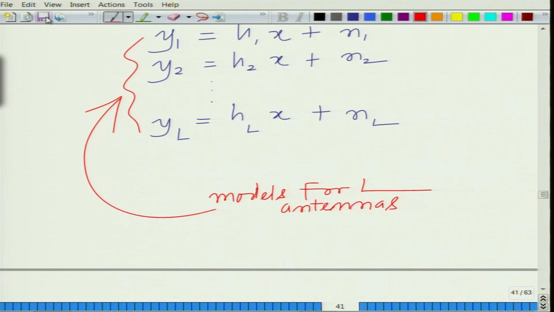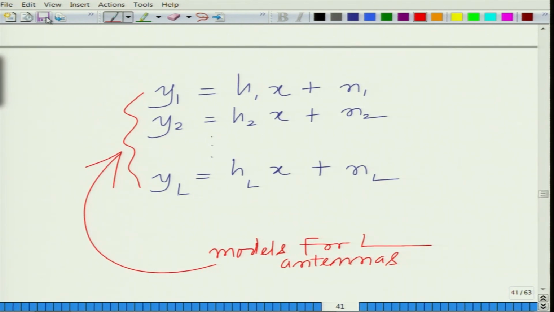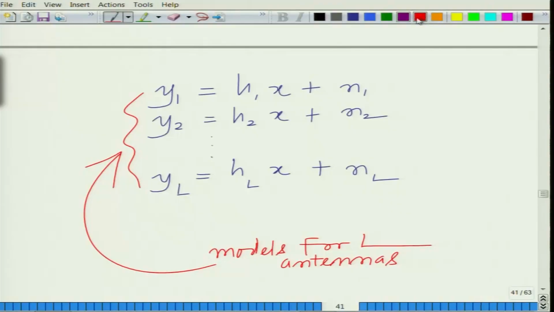These are the models for L antennas. So, you have y_i equals h_i times x plus n_i. You write them for each of these individual antennas. So, you have y1 equals h1 x plus n1 and so on, and now we stack these as a vector.